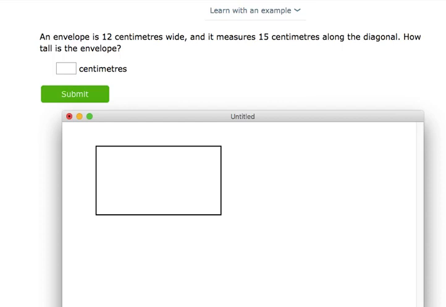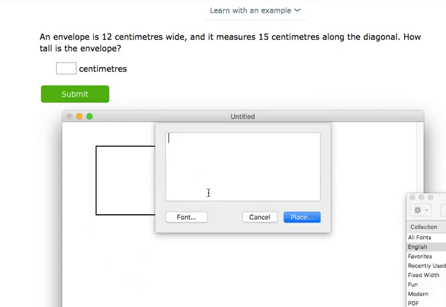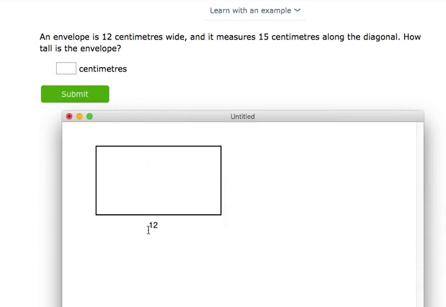And it tells me that it's 12 centimeters wide. So I'm going to put 12 centimeters in my diagram right away, as the width of the diagram. It's actually the longest side here, so it's the length, but they're talking about width in terms of left to right, which sometimes happens. And it tells us it measures 15 centimeters along the diagonal. So let's draw a little diagonal in here and label that as a 15.